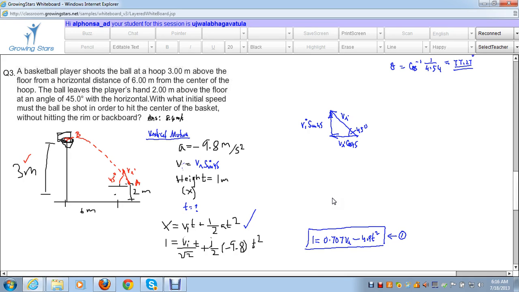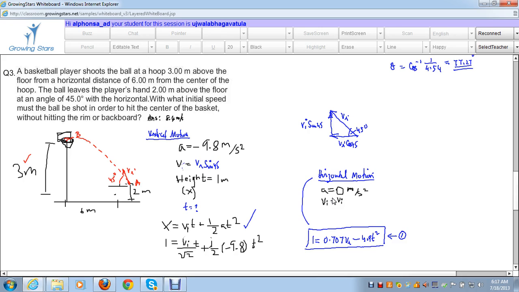Yeah, use the horizontal equation now. Can we tackle the horizontal motion? What all things do you know regarding the horizontal motion? Acceleration is zero, isn't it? Yeah, because gravity is acting vertically down, so it has no control over the horizontal motion. Then what's the initial velocity in the horizontal direction?